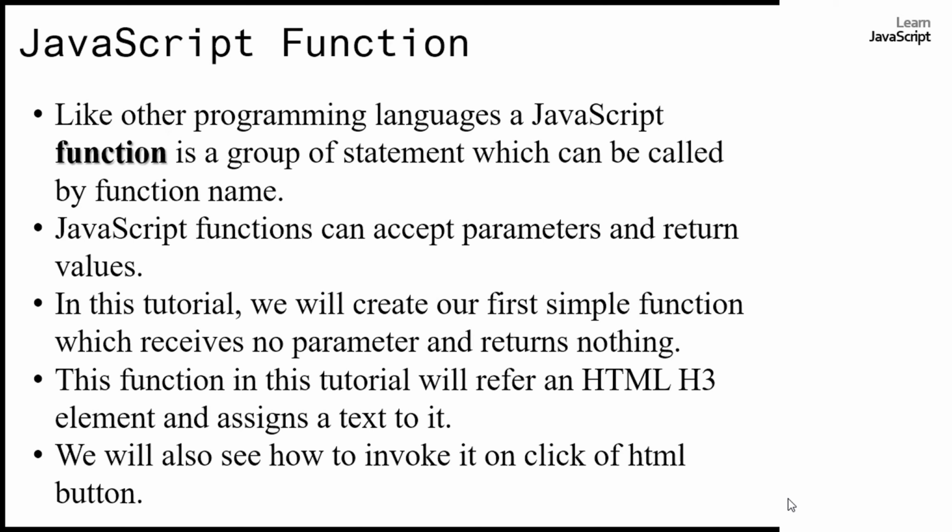So here we will write a function, then we will create a button, and when you click the button it will call the JavaScript function, and the function will refer to the HTML h3 element which is part of the HTML document and assign a text to it.